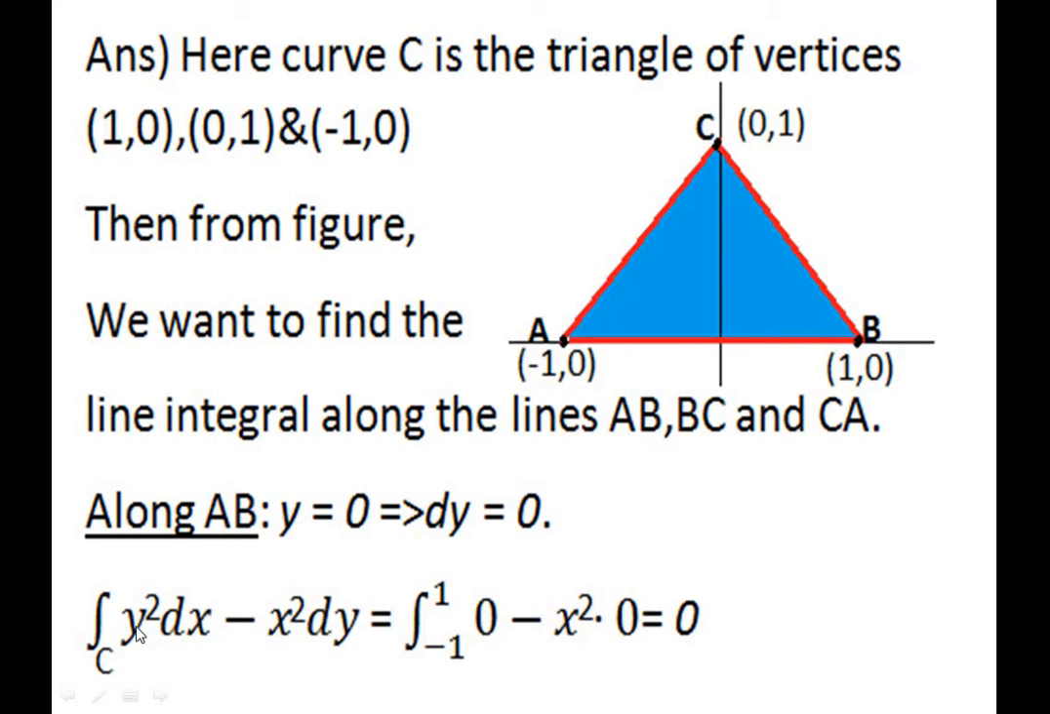Then the integral over C of y square dx minus x square dy equals the integral from -1 to 1, that is the variation of x on the x-axis. Instead of y we substitute 0, and instead of dy we substitute 0. Then we get the line integral equal to 0. That is, the integral over AB becomes 0. Then we want to check the integral over BC and the integral over CA.